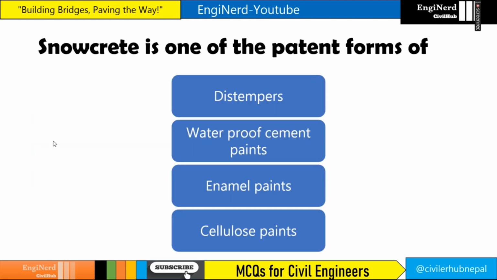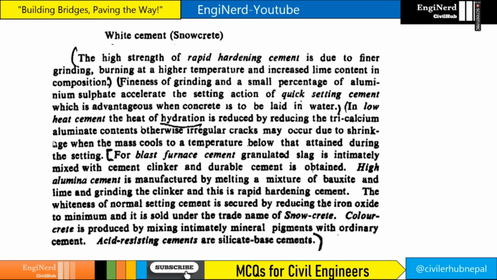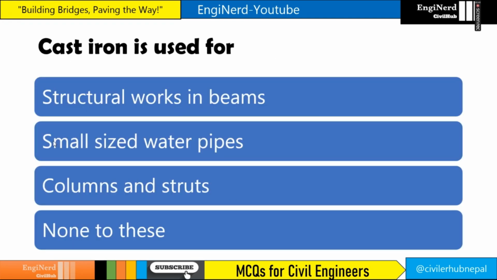Snowcrete is one of the patent forms of waterproof cement paints, right? The answer is waterproof cement paint. Cast iron is used for columns and structures, right? Because it has high compressive strength and less tensile strength, 600 Newton per mm square and 150 Newton per mm square.